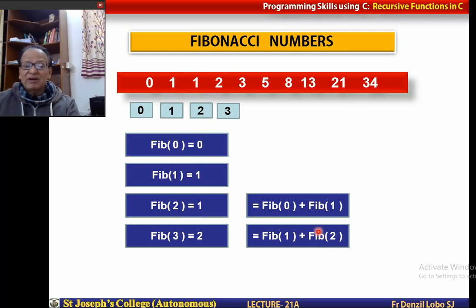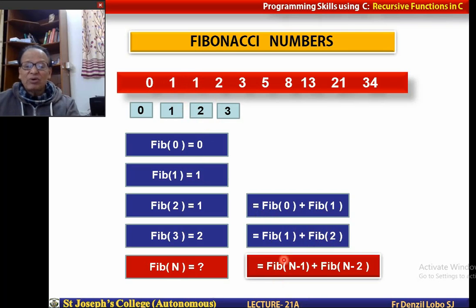So as we see here, therefore, the general formula for us, what is Fibonacci n, is going to be Fibonacci n minus 1 plus Fibonacci n minus 2. So this becomes the recursive function. I'm calling it twice here in this function. These two are going to be the terminating conditions.